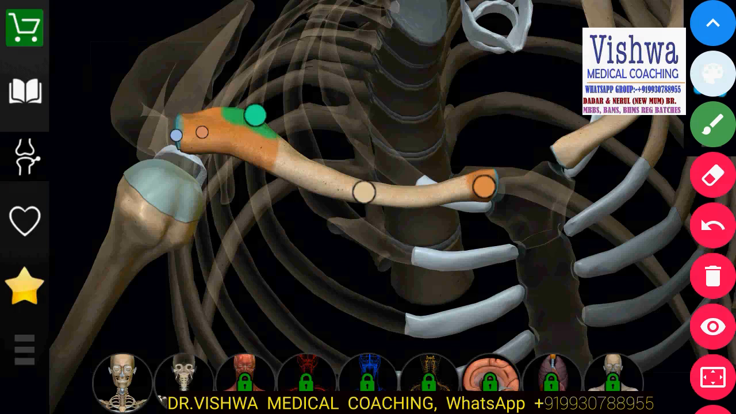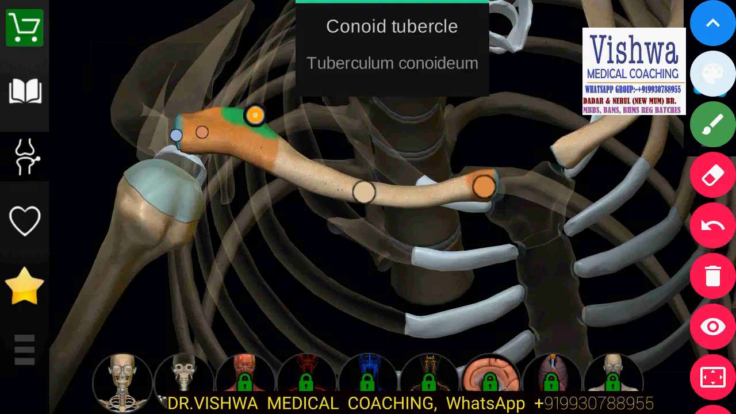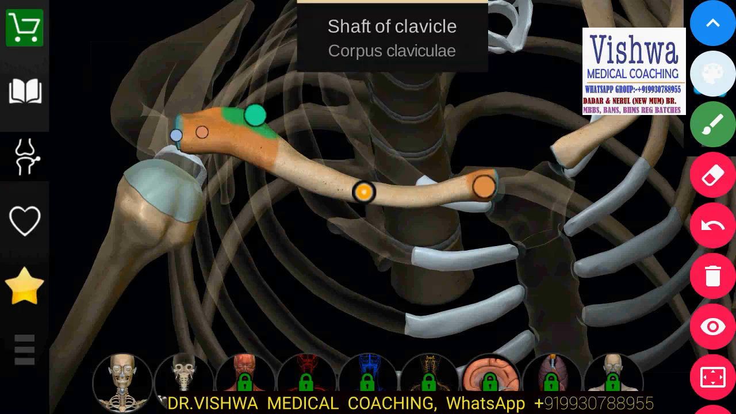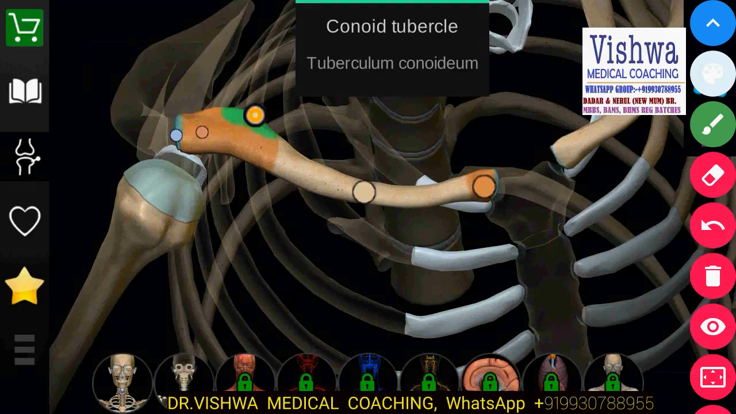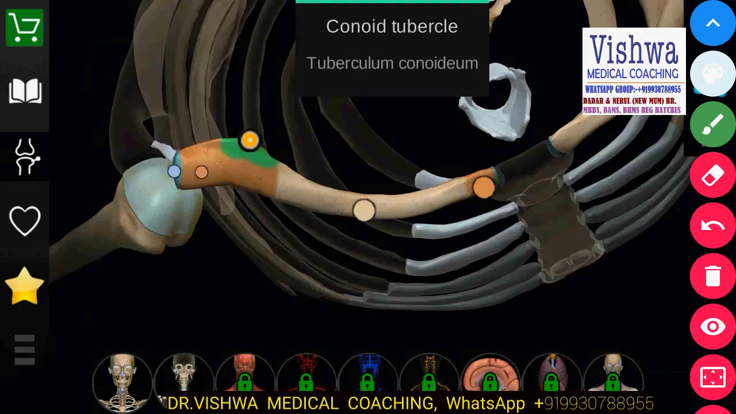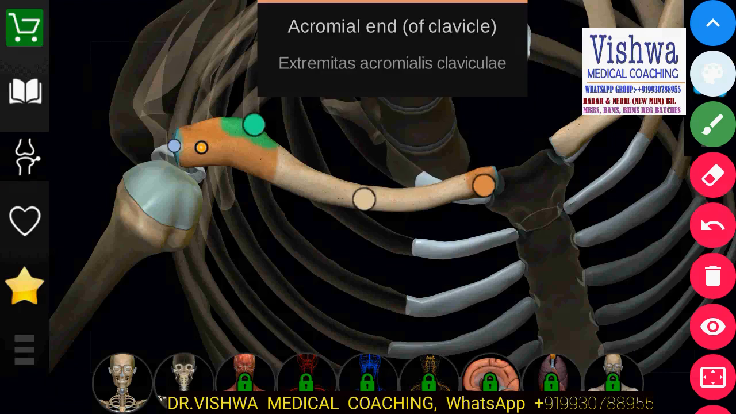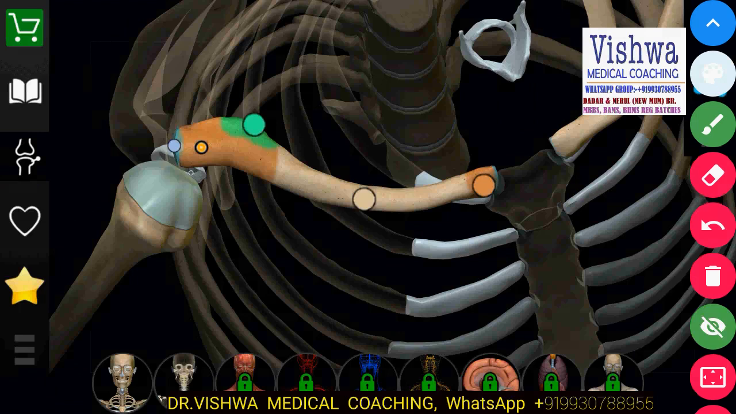Then we have the muscles. Which are the muscles which are attached? Let's go one by one. This is the sternal end of the clavicle. This is the shaft of the clavicle, as you can see. This particular one is a conoid tubercle. You can see properly, a small tubercle, also called the conoid tubercle. We also have the acromial end of the clavicle, where the acromion process is getting attached.